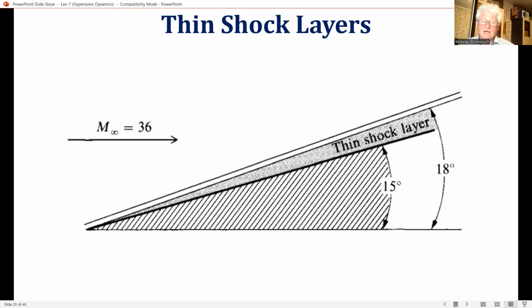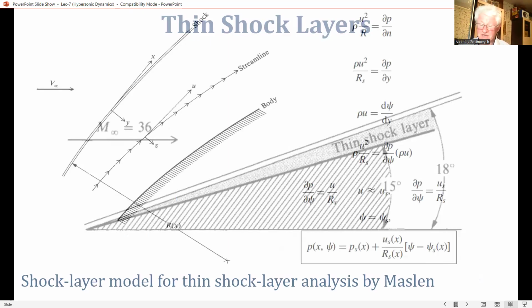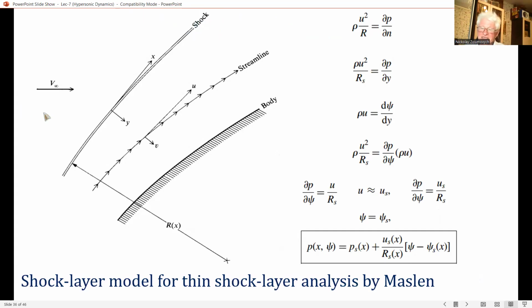Consider now the curvilinear coordinate system as shown in this figure, where x and y are respectively parallel and perpendicular to the shock, and u and v are the corresponding velocities. For simplicity, we will assume a two-dimensional flow. However, Maslen's method also applies to axisymmetric flow.